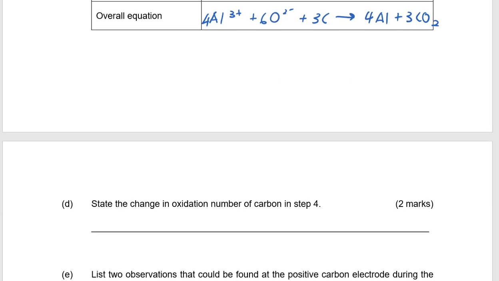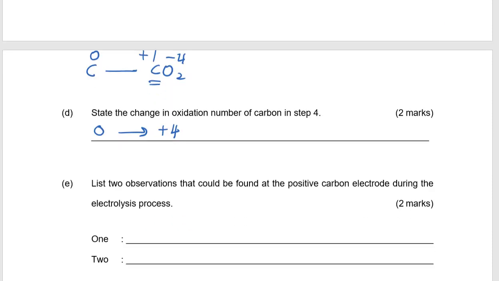Okay, state the change in oxidation number of carbon in step 4. Now, how do you do that? You started off with carbon, and then you ended up with CO2. Now, remember, every element on its own will be 0. So it started off with 0, and what then happened? What is the oxidation number for C in carbon dioxide? Now you know oxygen is -2. Okay, and you have 2 oxygen here, so it's -4. So in order for this molecule to be neutral without charge, the carbon has to be +4. So 0 to +4.